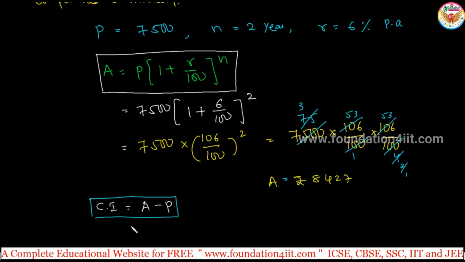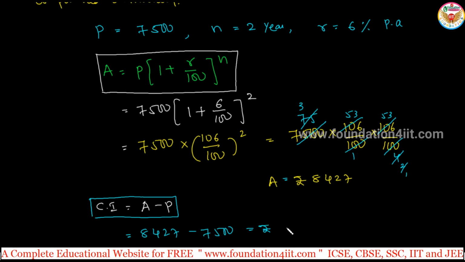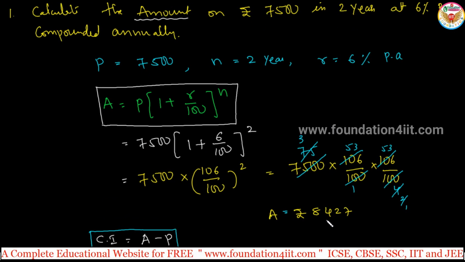Compound interest is equal to amount minus P. Amount is 8427, minus P is 7500. So if we calculate that, how much do you get? 927. This is how to find the compound interest. If they ask only for the amount in the question, it is only up to 8427. To find the compound interest, we have to find the amount first, followed by the compound interest.